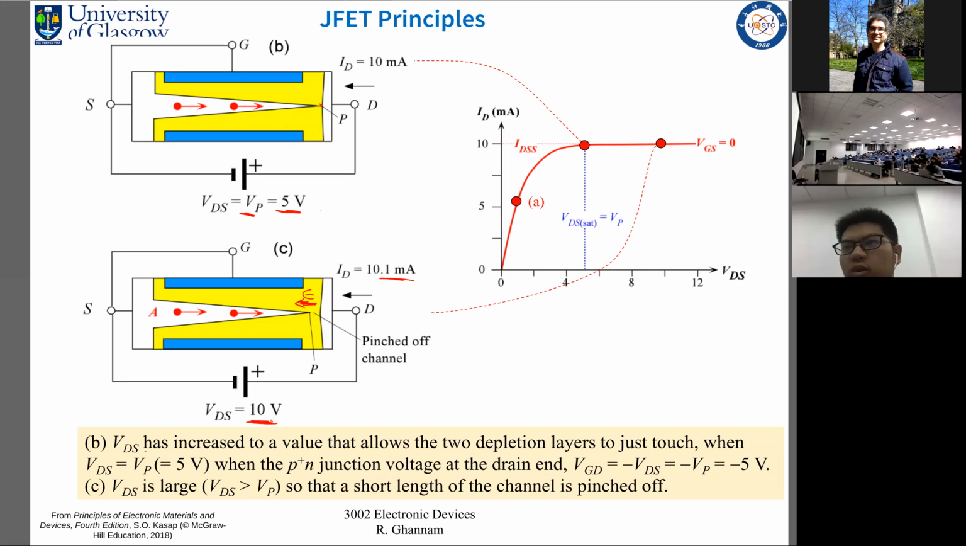So VDS is increased to a value that allows the two depletion layers to just touch when VDS is equal to VP, that is in this case 5 volts, when the P plus N junction voltage at the drain end. So this pinch-off voltage is given as a negative voltage, okay? When VDS is very large, so VDS is much greater than the pinch-off voltage, so that the short length of the channel is now pinched off, but further increasing this VDS voltage results, as I mentioned, in a slight increase in the drain current as a result of this electric field being present.